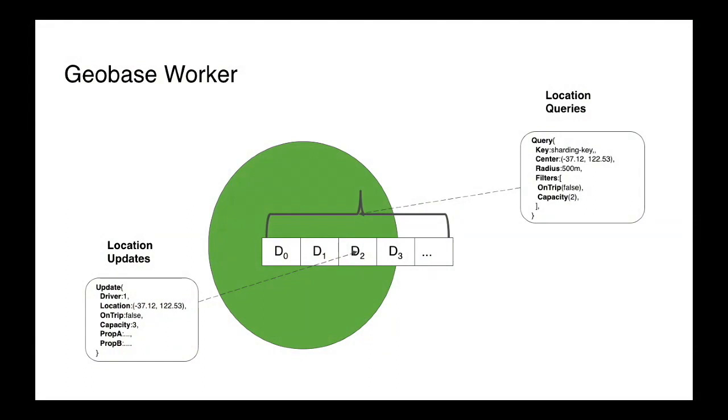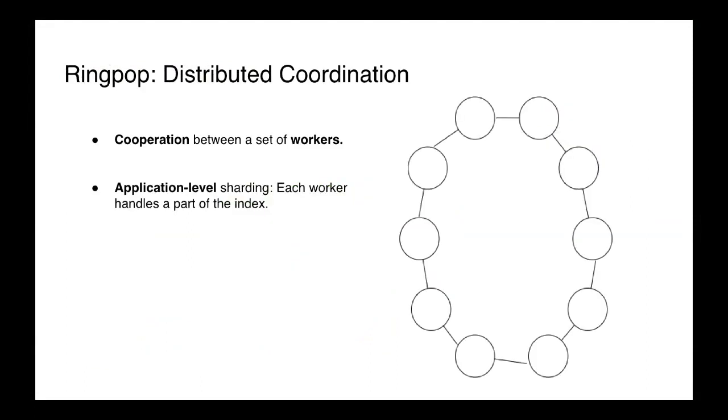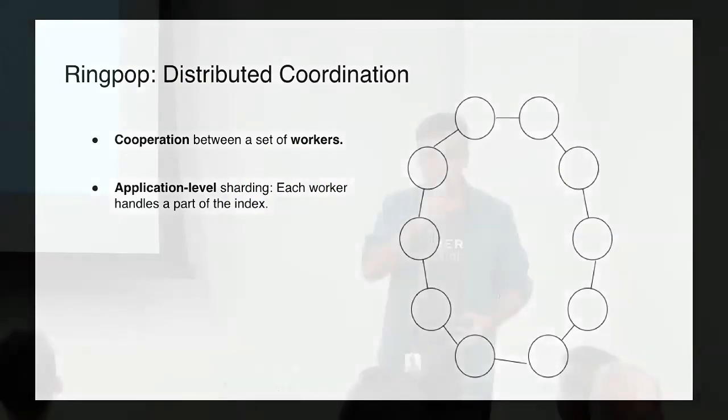But let me now move on and talk about how we actually shard this kind of data set across multiple hosts. A little bit of preamble on how we do that. We have a library called Ringpop that we built at Uber. It's essentially a distributed coordination library that allows a set of workers to cooperate between themselves.